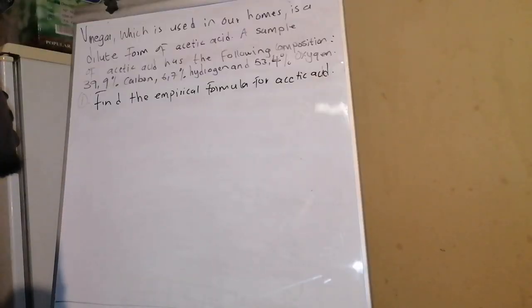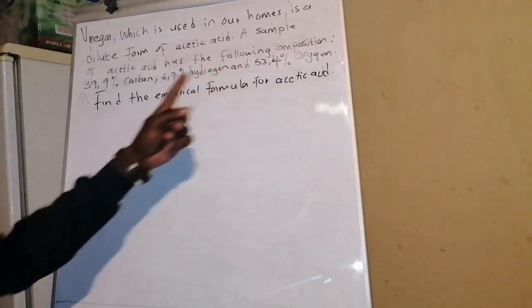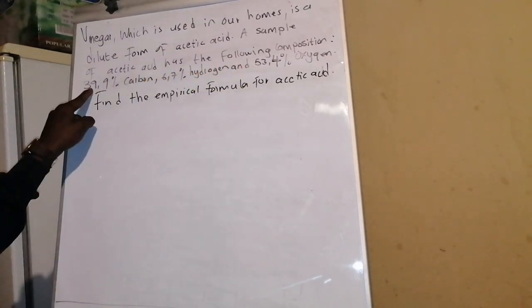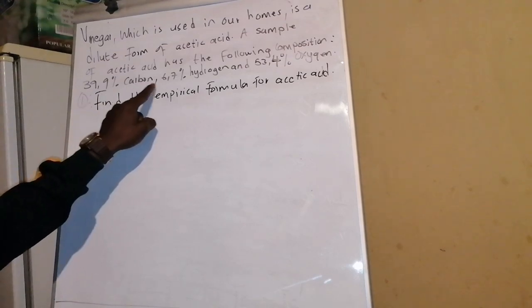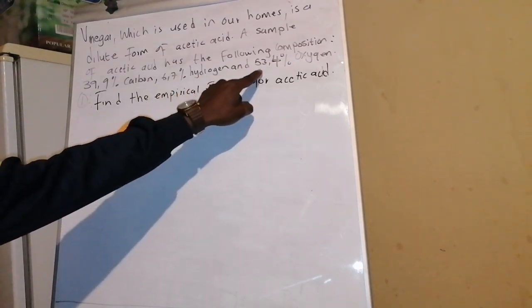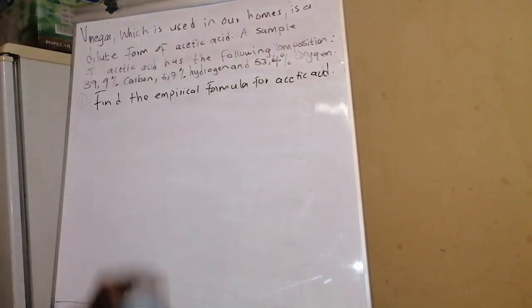Here is our second example. Vinegar, which is used in our homes, is a dilute form of acetic acid. A sample of acetic acid has the following composition: 39.9% carbon, 6.7% hydrogen, and 53.4% oxygen. Find the empirical formula for acetic acid.